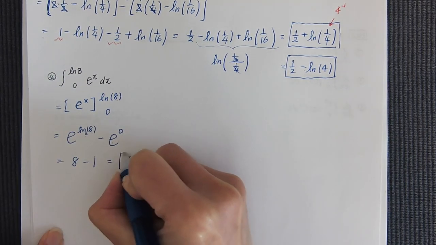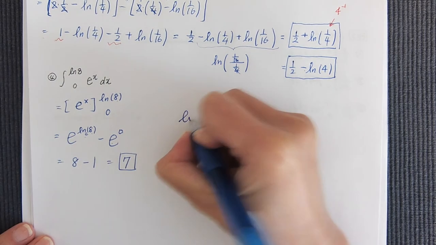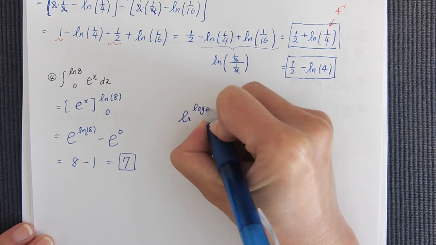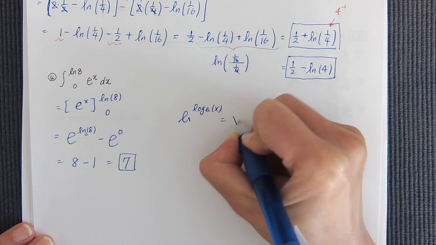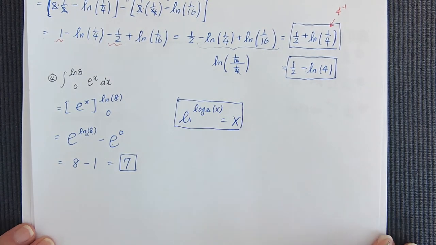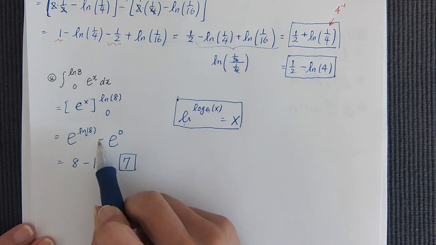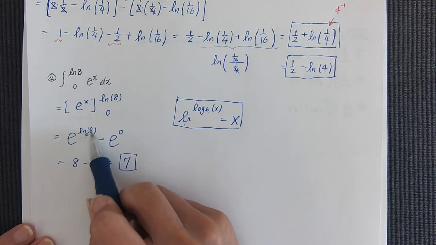So make sure you remember this property, don't forget that. B to the log base B of X means it's just X. It's another property you should remember. If you have an e, it's base e, that's why it's just X. That's why it's just 8.